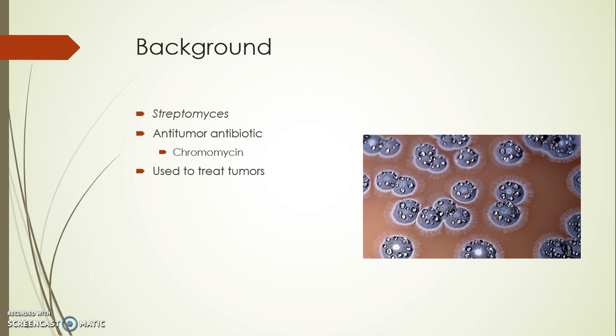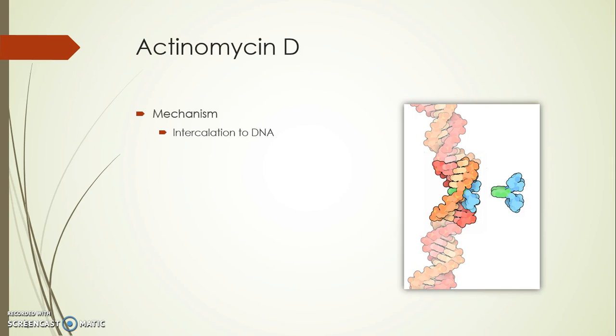Actinomycin D belongs to categories of drugs known as anti-tumor antibiotics. Anti-tumor antibiotics are produced by Streptomyces, a type of soil fungus. Actinomycin D belongs to the subcategory called chromomycin. It is used to treat tumors due to the way in which it interacts with the DNA of dividing cells.